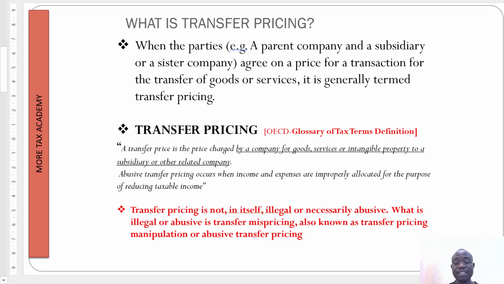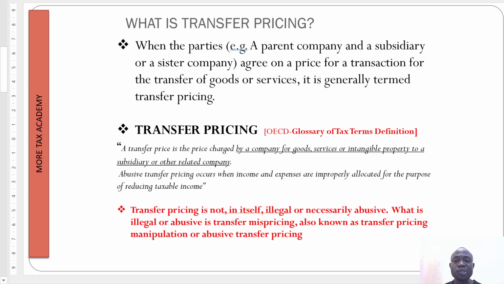The technical definition by the OECD is saying that a transfer price is a price charged by a company for goods, services, or intangible property to a subsidiary or other related company. So when they are transferring goods, that is a transfer price. In itself, the transfer price is not the worry. It is not the problem that we have.